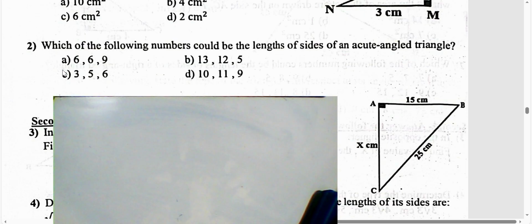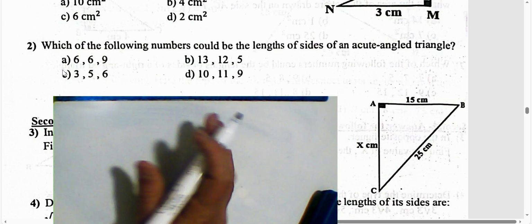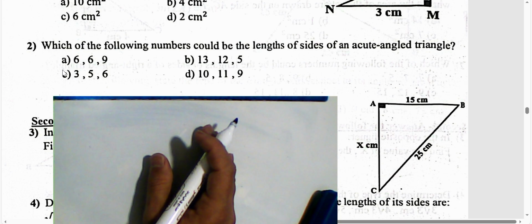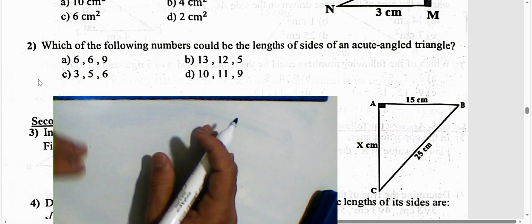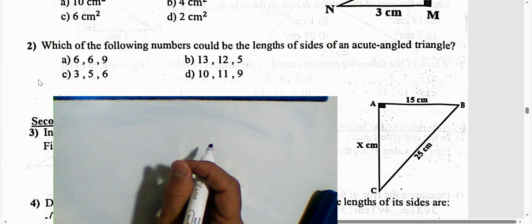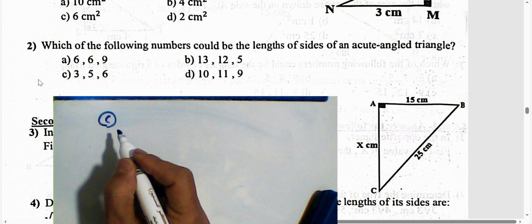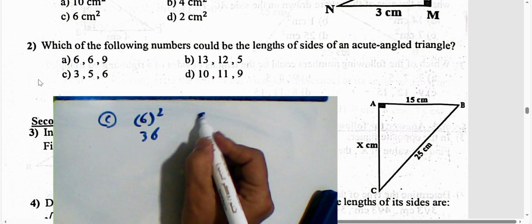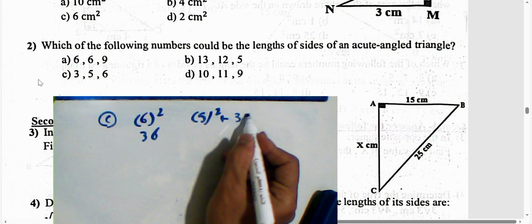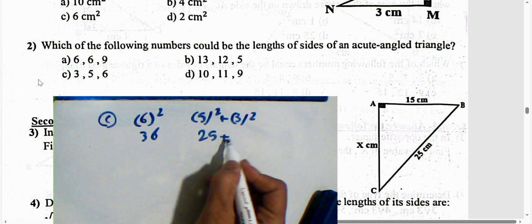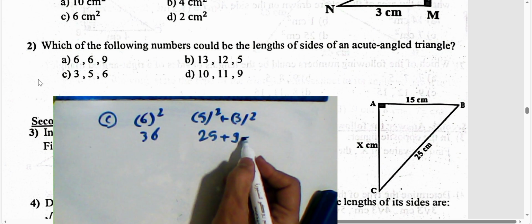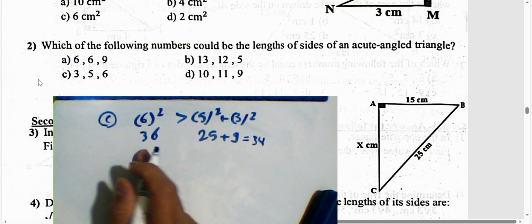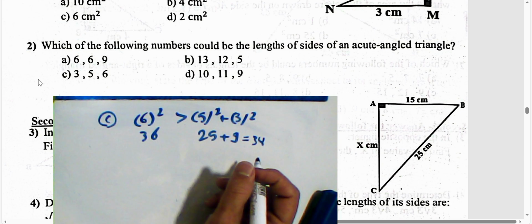Next question, number 2. Which of the following numbers could be the lengths of sides of an acute angle triangle? Look with me at this question, letter C, and find the answer. For letter C, 6 power 2 is 36, and 5 power 2 plus 3 power 2: 5 power 2 is 25, and 3 power 2 is 9. We can collect together: 25 plus 9 equals 34. Then 36 is greater than 34, so we call it an obtuse angle triangle.